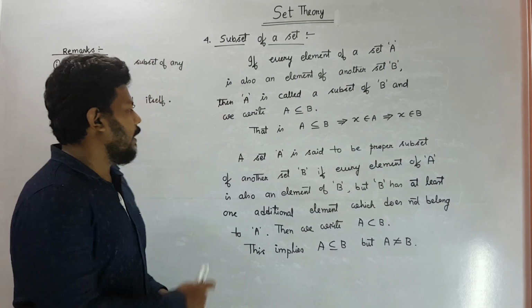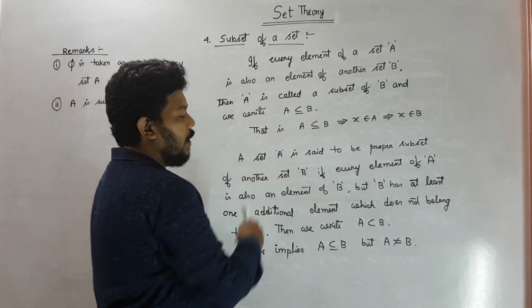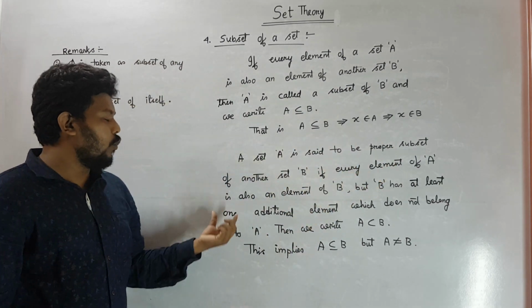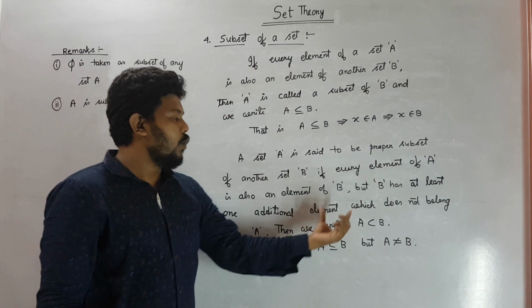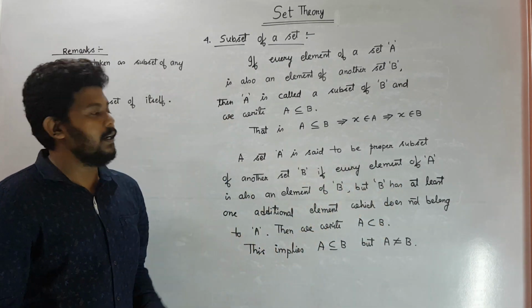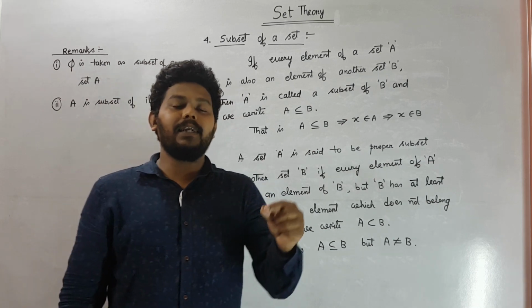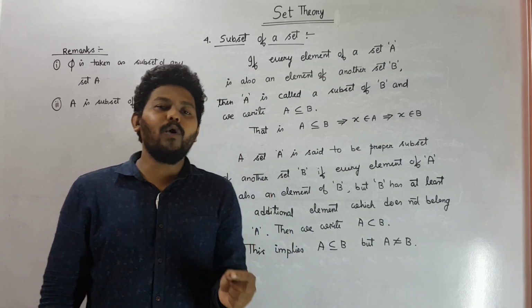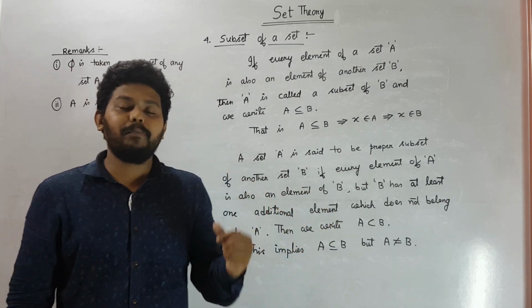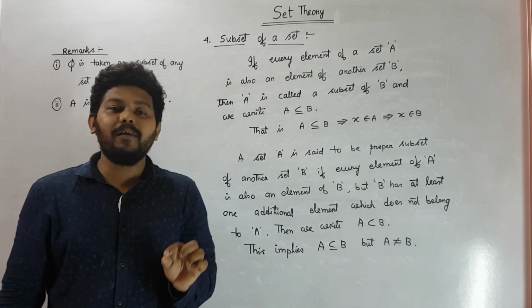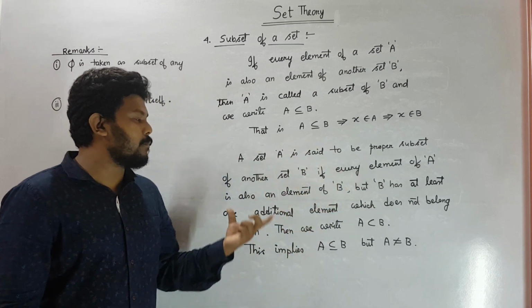A set A is said to be a proper subset of another set B if every element of A is also an element of B, but B has at least one additional element which does not belong to set A. Now set B has at least one element that is not present in set A, that is, set B has more elements than set A. Every element of set A is also present in set B, but there exists at least one element in B which is not part of set A. Then we can say set A is a proper subset of set B.